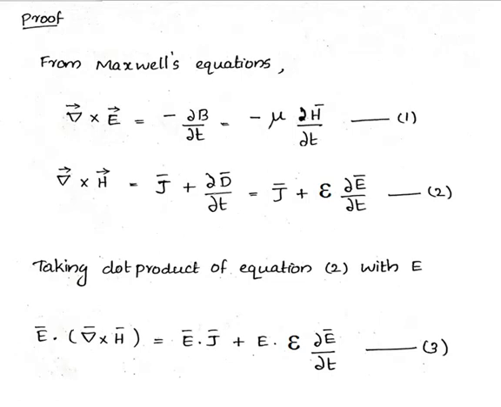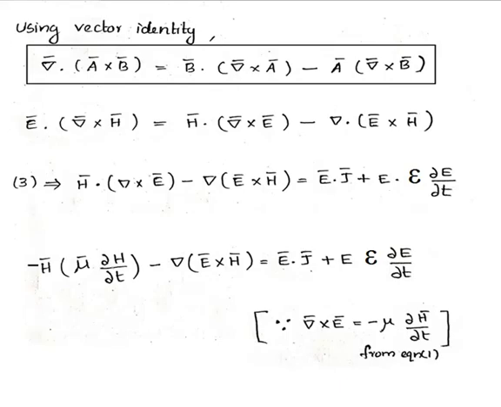Then taking the dot product of equation 2 with E on both sides, the equation becomes E dot del cross H is equal to E dot J plus E dot epsilon dou by dou t of E. This is the third equation. Here, to solve these equations, we can use a vector identity. The general form of the vector identity is del dot A cross B is equal to B dot del cross A minus A dot del cross B. Consider this in the LHS of equation 3.